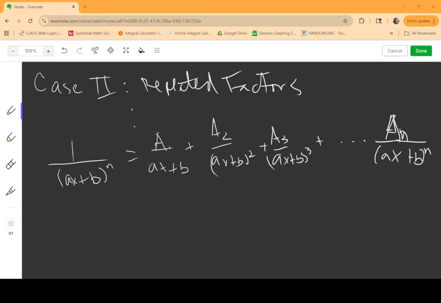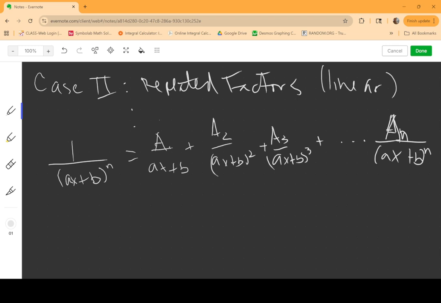Okay, so here we're going to take a look at the case where we have repeated factors. So when I say repeated factors, I should put that, repeated linear factors here. Okay, so then this looks something like this. Our standard linear factor is ax plus b to some n power.